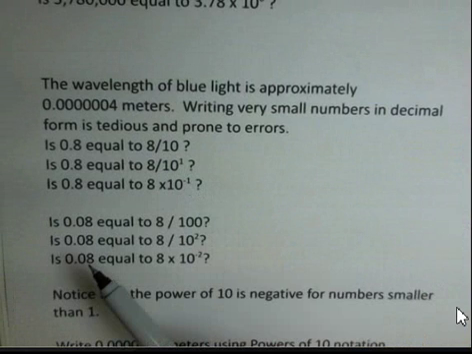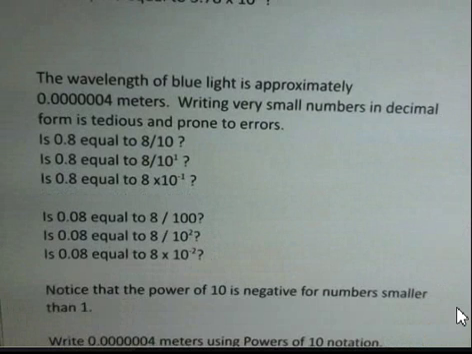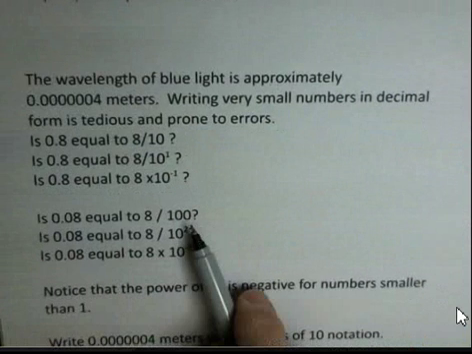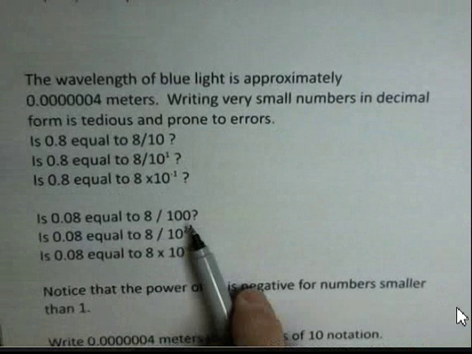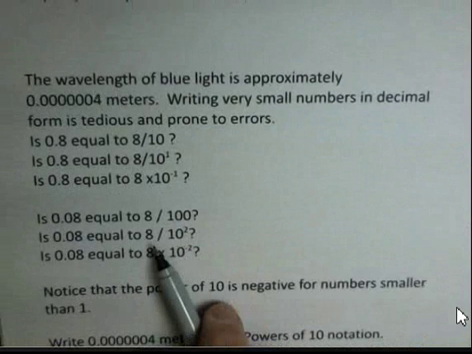So 0.08, that's 8 divided by 100, 8 hundredths. This is 8 tenths. This one's 8 hundredths, 8 divided by 100. 0.08, is it the same as 8 divided by 10 to the second power? Well, 10 to the second power is 100, so yes, that's true. Is 0.08 equal to 8 times 10 to the minus 2?